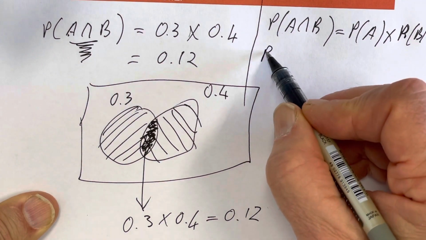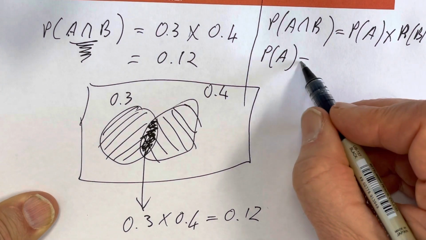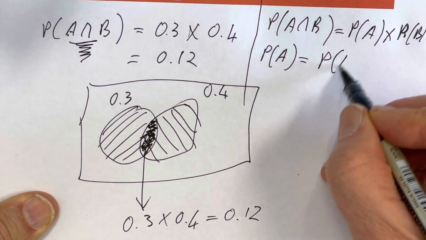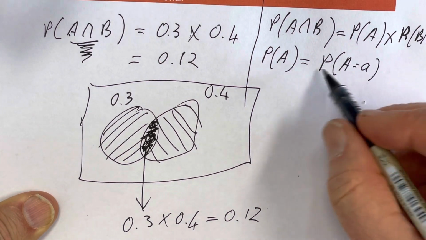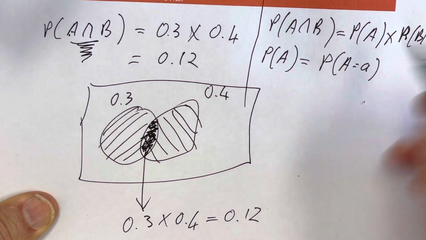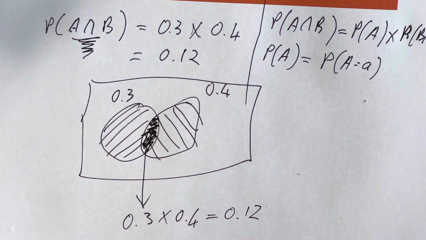Maybe I should just clarify, there's different notations. So the probability of A is actually shorthand for probability of A equals some value. So this and this are the same thing, just written differently. I don't know what much more to say about this one.